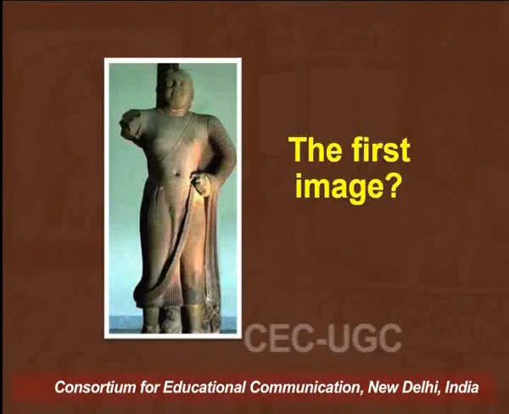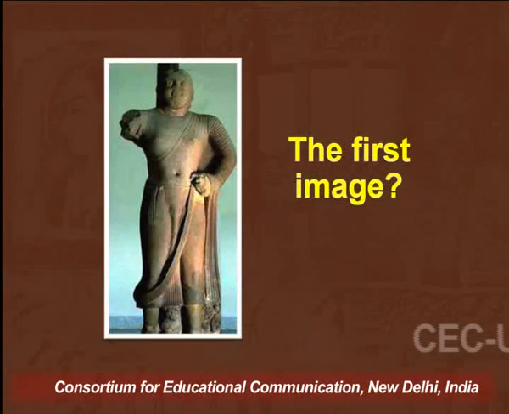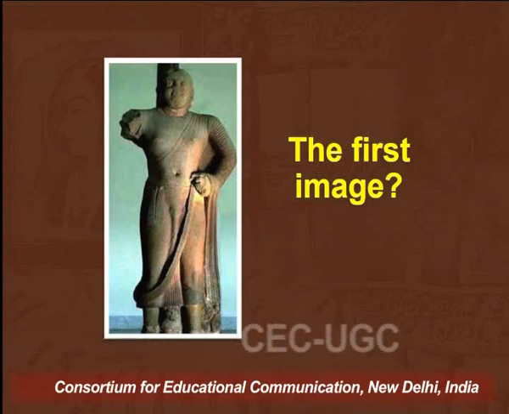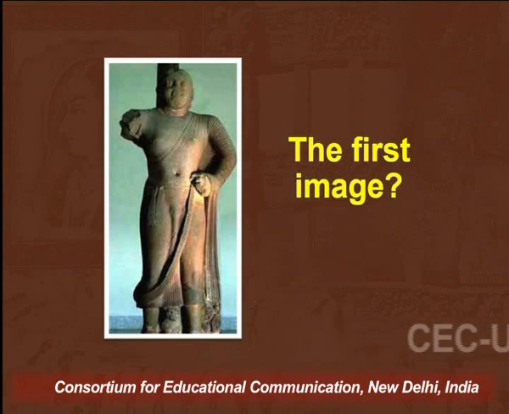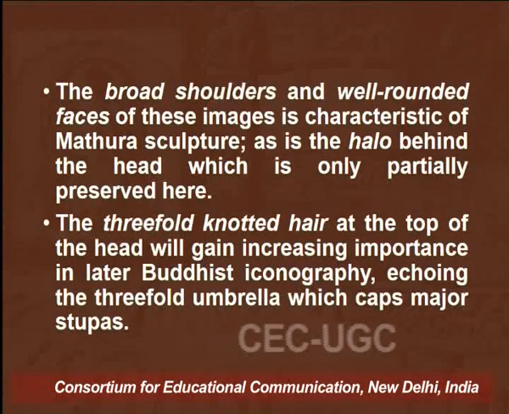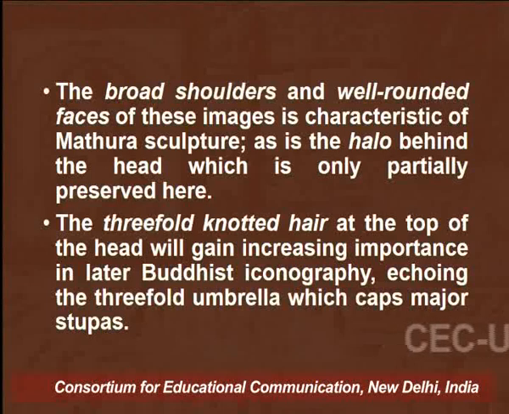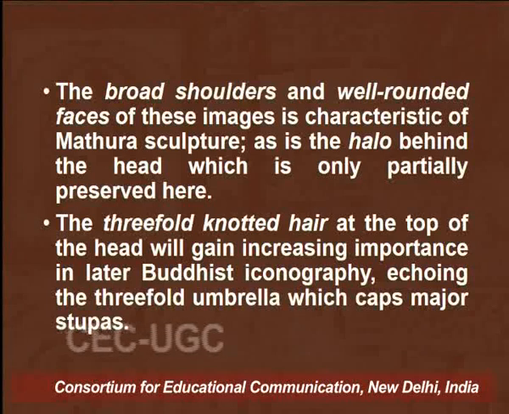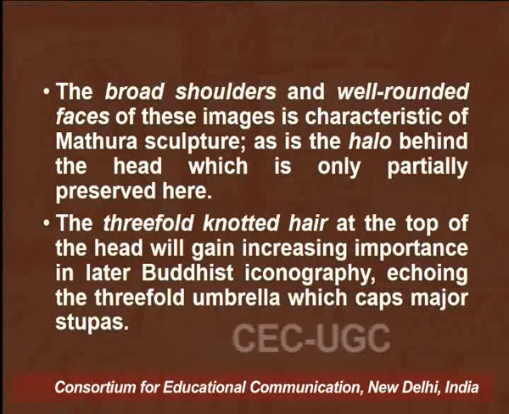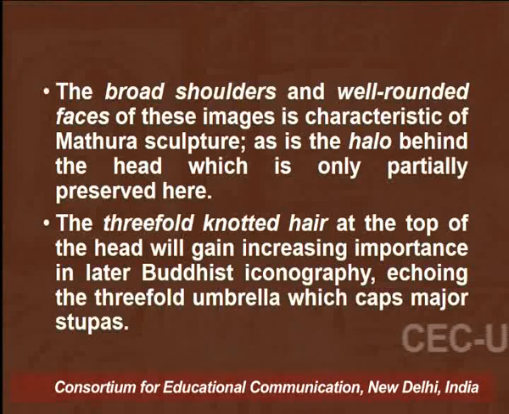Now, this is the image that I am talking about, and there is a lot of speculation whether this can be considered as the first image. As you can see, the cloth on the body clearly depicts a wet cloth clinging to the body. The broad shoulders and well-rounded faces of these images were characteristic of Mathura sculpture, as was the halo behind the head, which is only partially preserved in this particular statue.